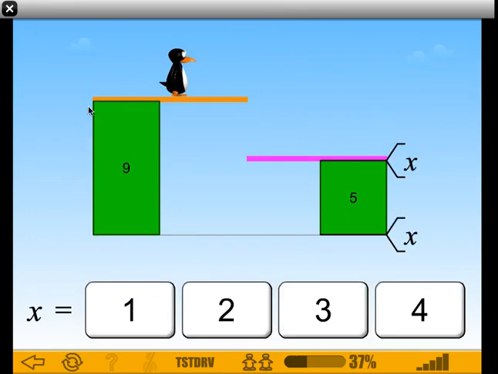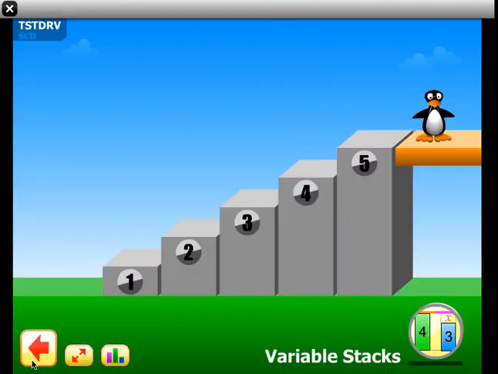Okay? And so that's how you would solve this layer of ST Math, stacking variables. All right? Hopefully this video helped you out.